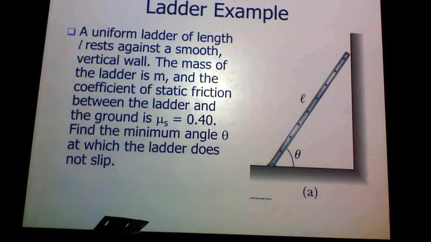So, ladder example. A uniform ladder of length L rests against a smooth vertical wall. The mass of the ladder we'll symbolize with just a lowercase m, and the coefficient of static friction between the ladder and the ground is 0.4. I want to find the minimum angle theta at which the ladder does not slip.